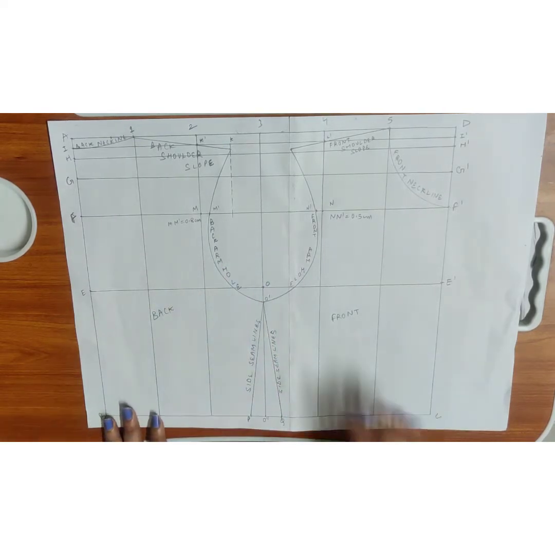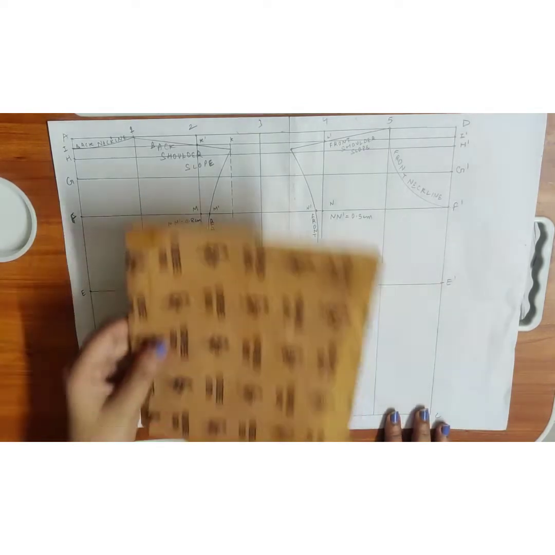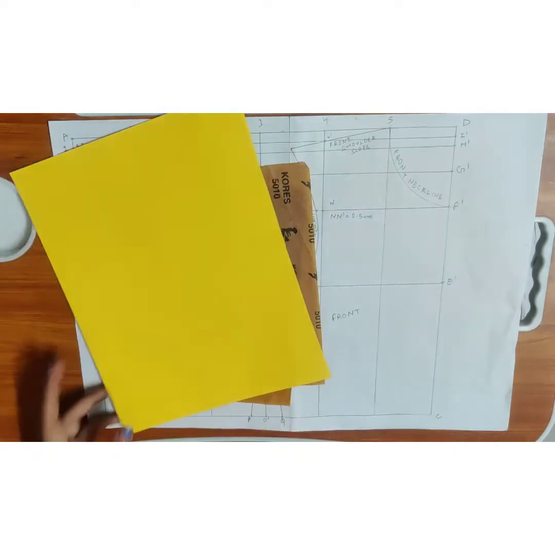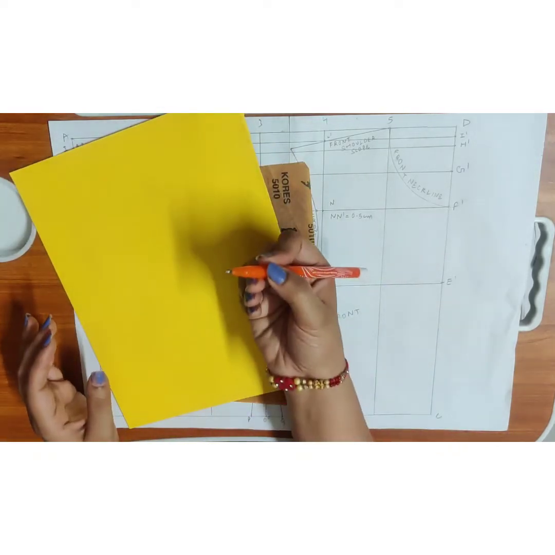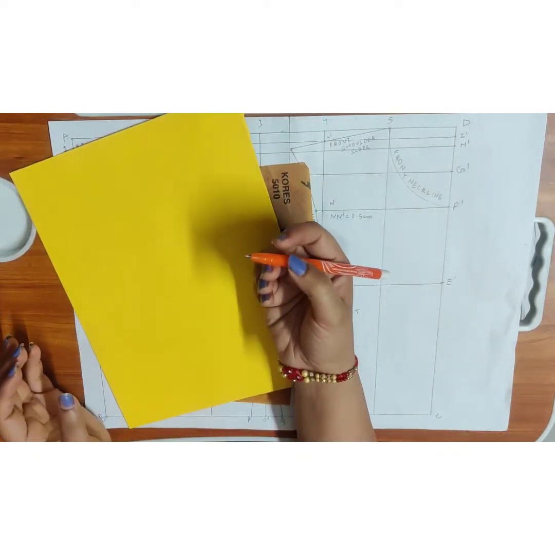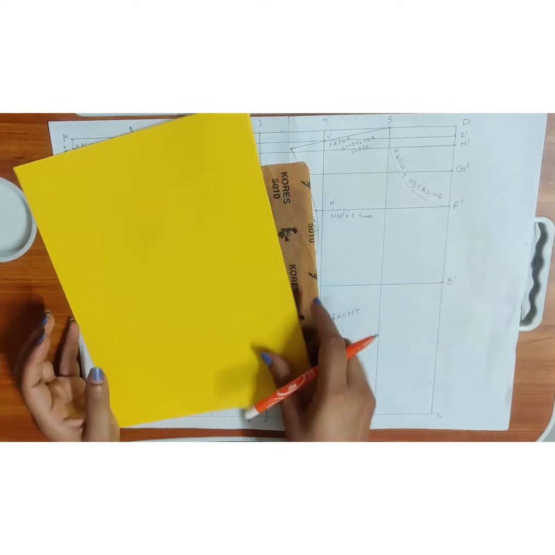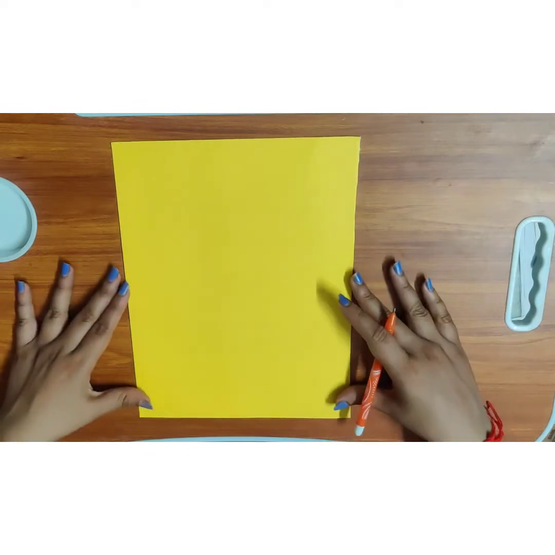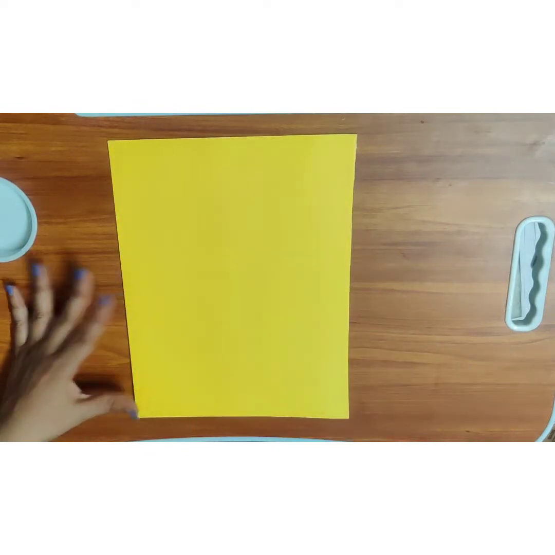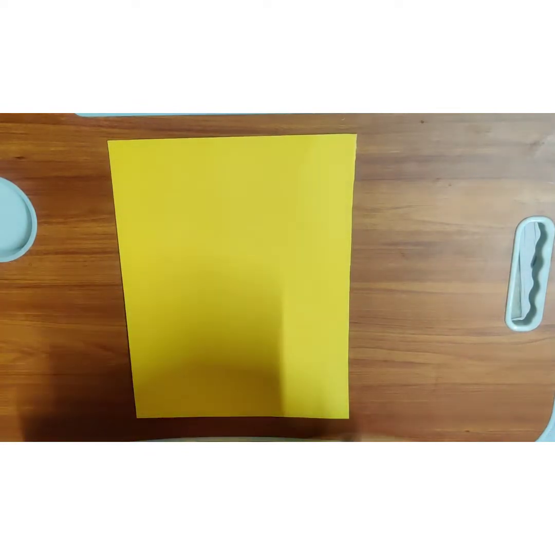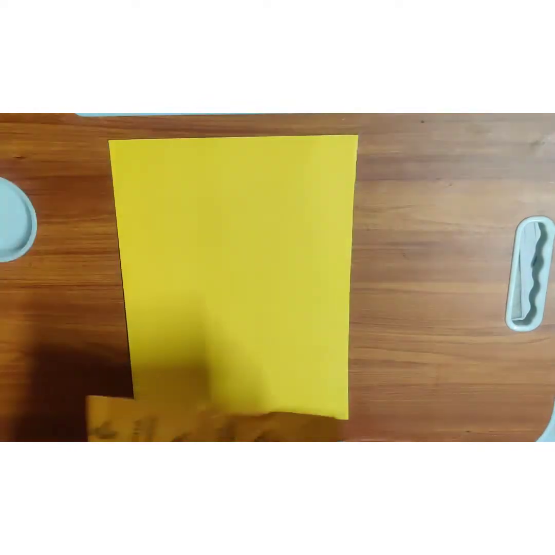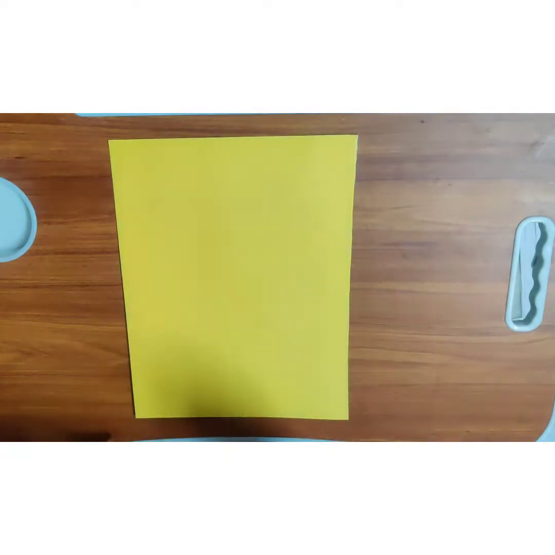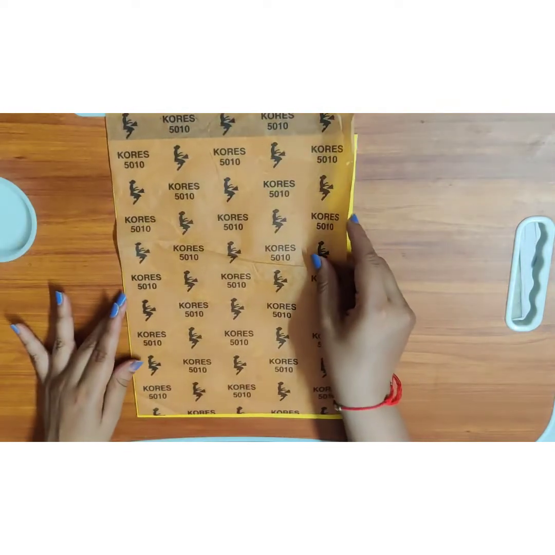So the material required: the drafting, a carbon paper, a scissor, a few thick sheets and a pen or a pencil for tracing. So let's start. First we have to place the thick sheet. On that thick sheet we will place the carbon paper. The wet side of the carbon paper must face towards the sheet which we have placed.